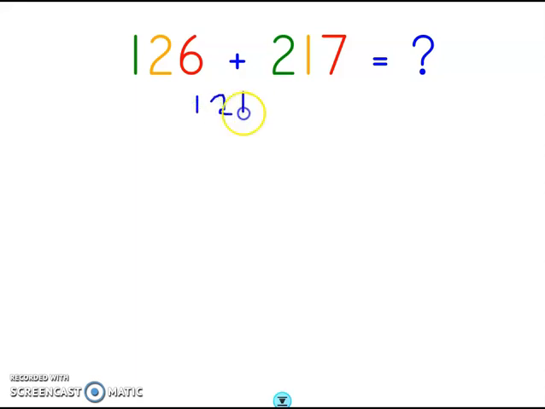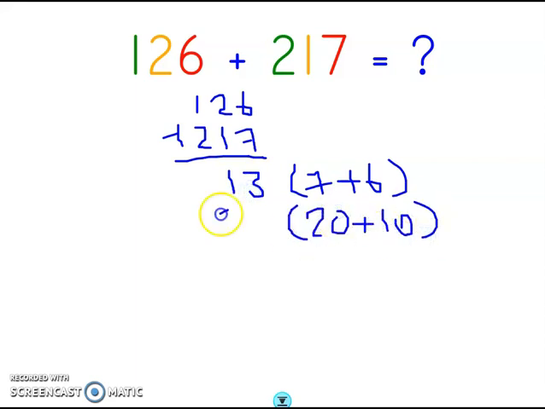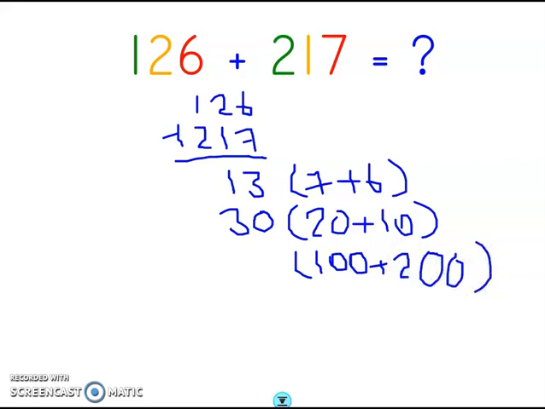So I'm going to nicely write it down in this column. I'm then going to add my 1s together. 7 add 6, which of course gives me my 13. I can add my 10s together. 20 plus 10 to give me an answer of 30. And I'm going to add my 100s. 100 plus 200 to give me an answer of 300.